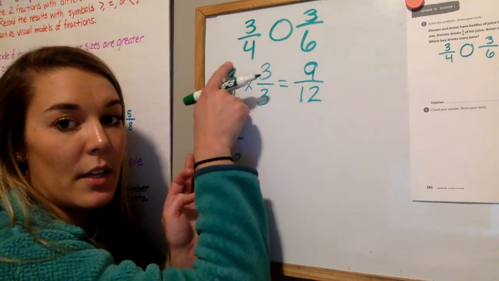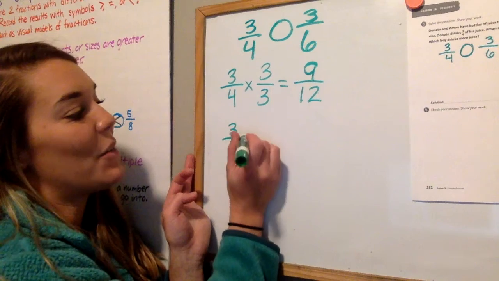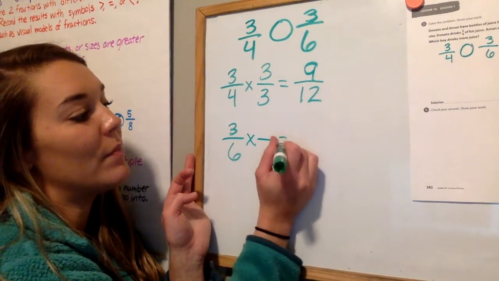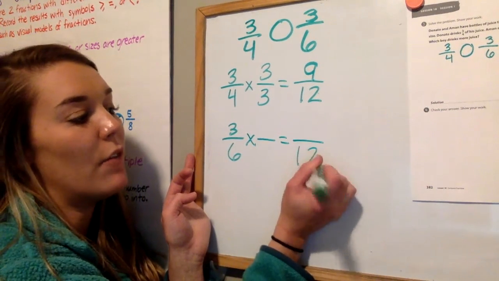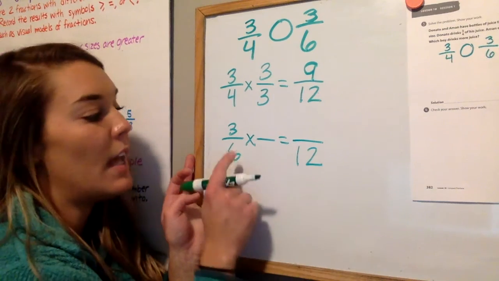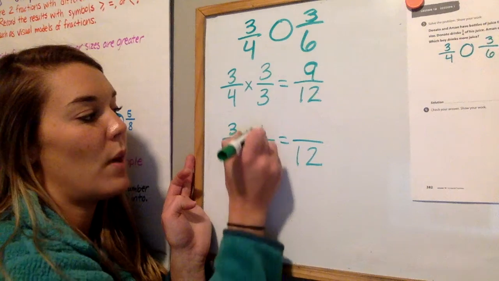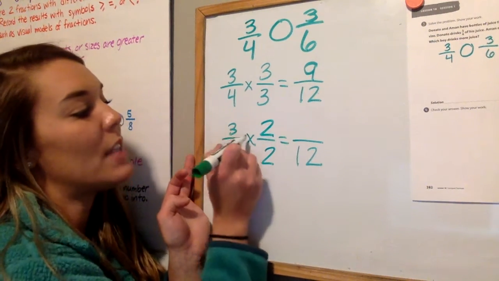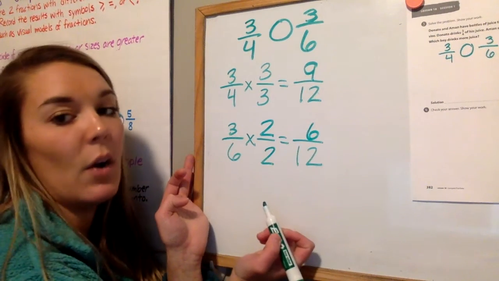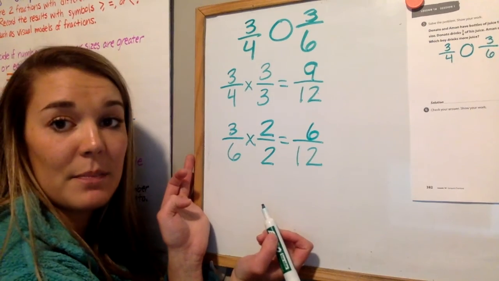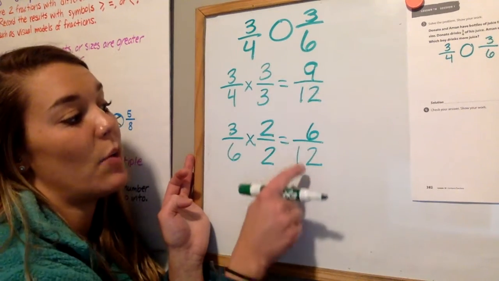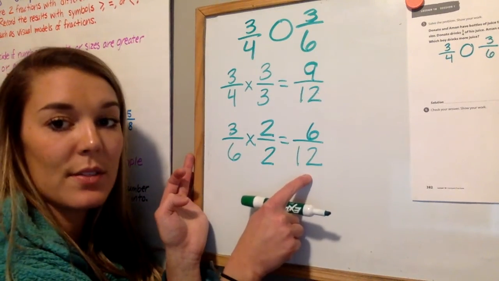How about 3/6? So 3/6 times what equals something with a denominator of 12? 6 times what equals 12? 6 times 2 is 12. Do the same to the top. 3 times 2 is 6. Okay, so that means 3/6 is equivalent to 6/12.